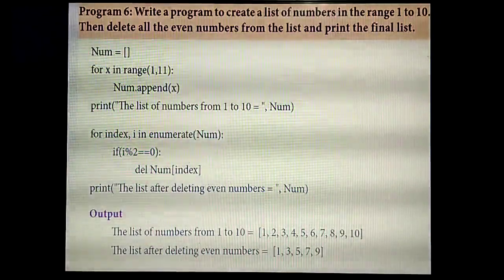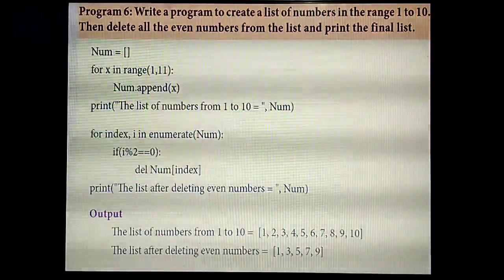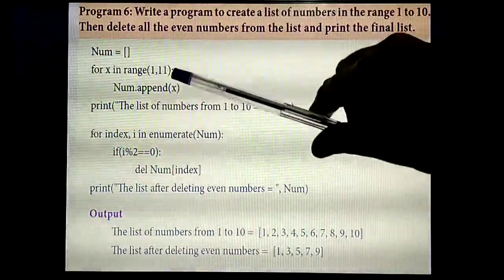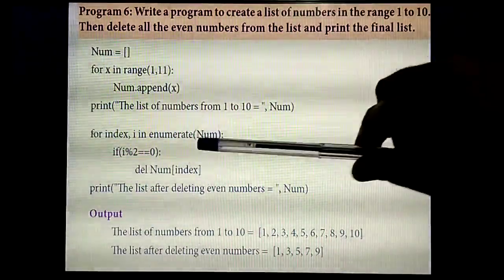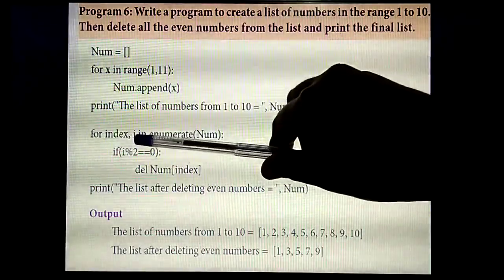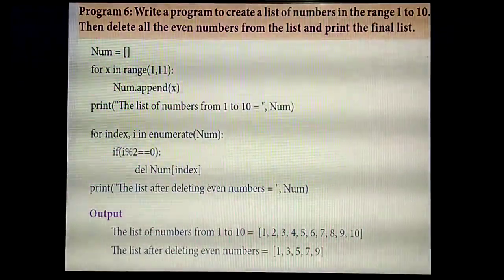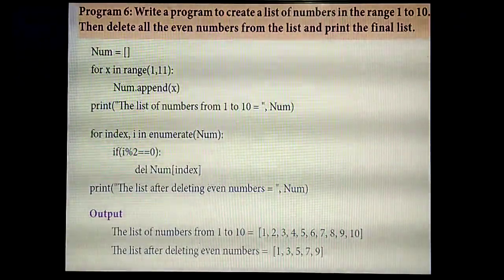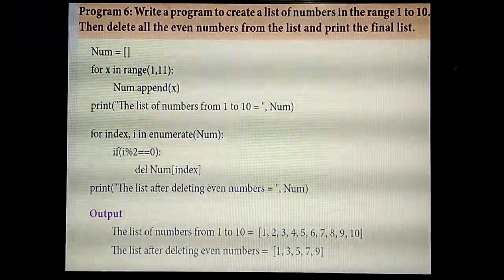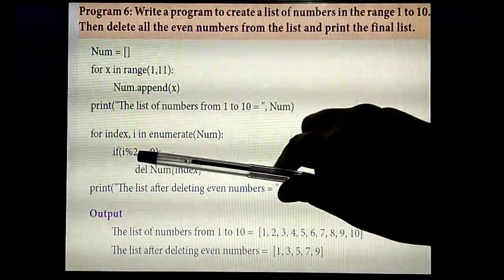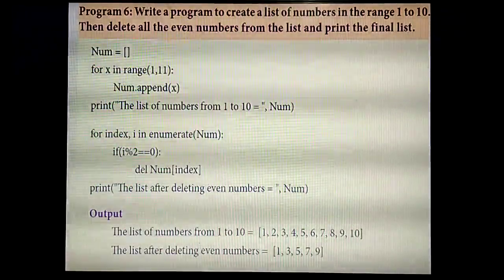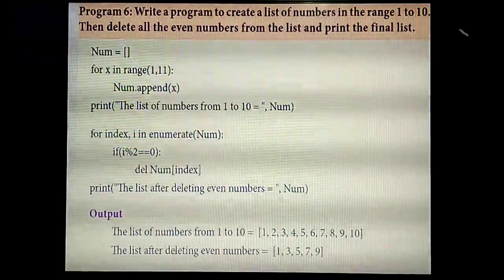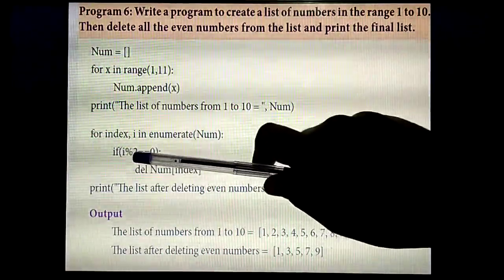Understand? Next, listen. In the question they ask you to delete the even numbers from the list, isn't it? For that you are going to find the index value: for i in enumerate of num. From the index value you are going to find the index and delete the even numbers. Listen, what is the condition for even numbers? If a particular number is divisible by 2, we say that number is even. So you give i % 2 == 0.